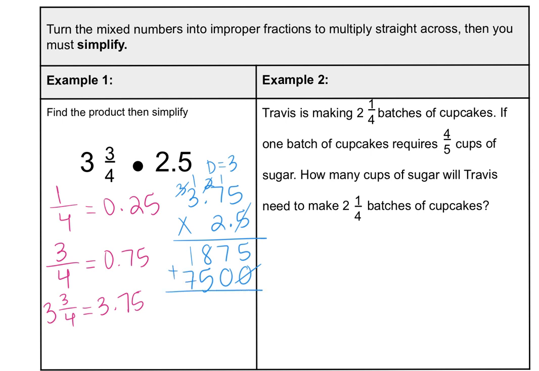Now I'm going to add that, bring down the 5, bring down the 7. 8 plus 5 is 13. 7 plus 1 is 8, plus 1 is 9. And then looking back at my number that I wrote at the top, it says I need to move over the decimal 3 spaces. So I'm going to do 1, 2, 3. And so that means that my answer is 9.375. So that would be my answer.